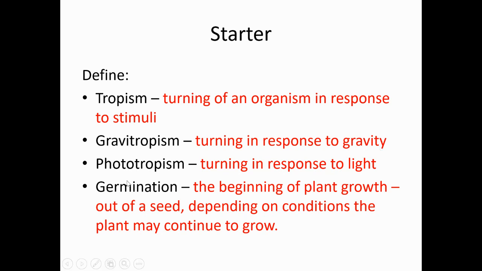Phototropism, and this is going to be the main focus of today's lesson, is in response to light. So turning towards the light would be positive phototropism, and negative phototropism is moving away from the light. And finally, germination. Not a word that we've necessarily come across. I wanted to test you, see some of you will have known this. And it's kind of the beginning of plant growth out of a seed. So to germinate a seed would be to leave it in kind of a warm area, usually wet, which is where you would see the first roots coming out of the seed and the first shoots coming out the top. Depending on the conditions after germination will depend on how well the plant grows and if it grows anymore.